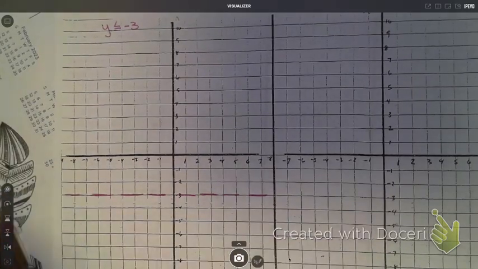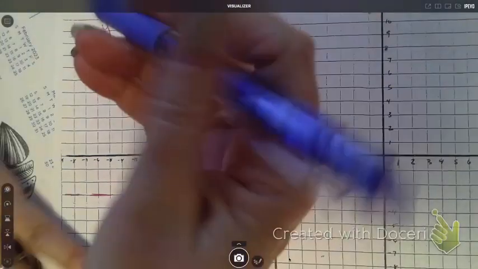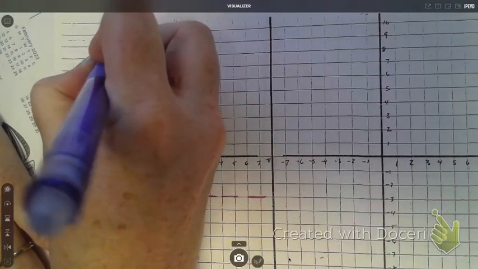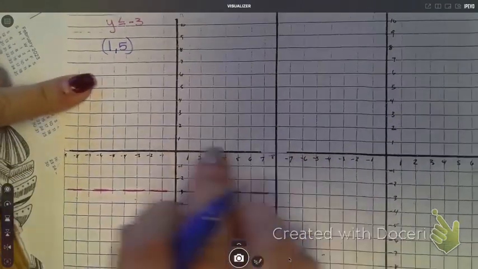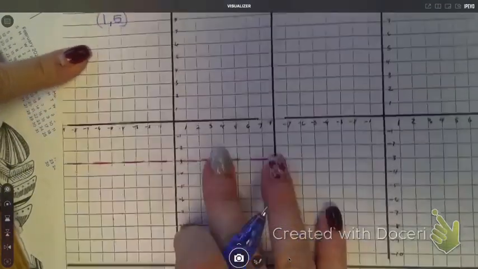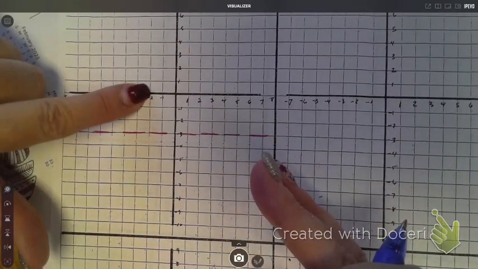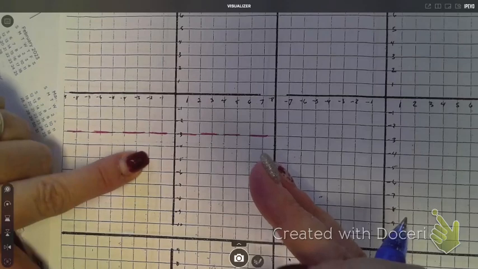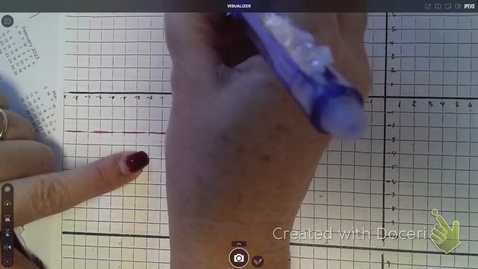1, 5. Okay, so we have 1, 5. You just do any point above it. I want to see what you pick. Any point. I'm gonna do exactly the same thing. Now I need a point below. Negative 2, negative 5 would work. So negative 2, negative 5.